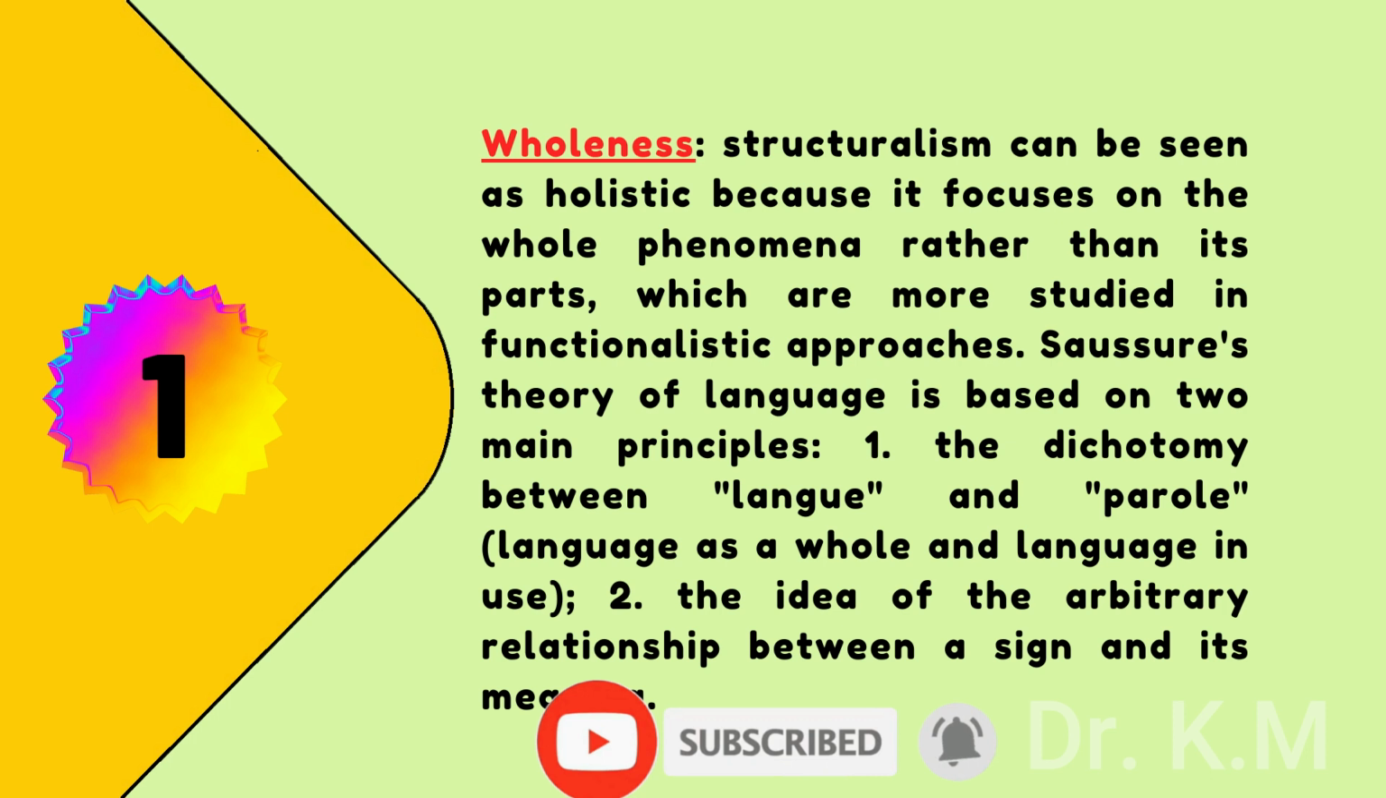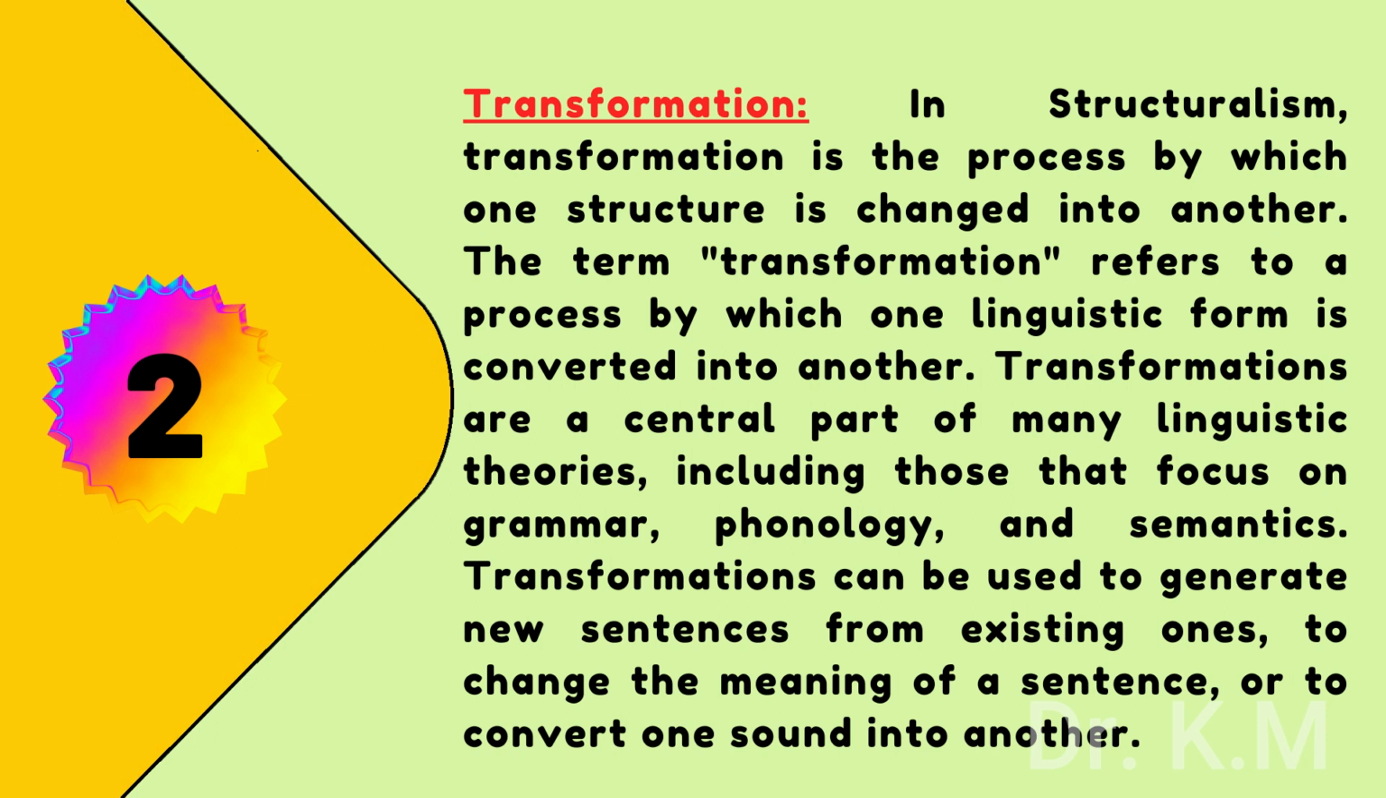Saussure's theory of language is based on two main principles: 1. The dichotomy between langue and parole, language as a whole and language in use; 2. The idea of the arbitrary relationship between a sign and its meaning. 2. Transformation. In structuralism, transformation is the process by which one structure is changed into another.